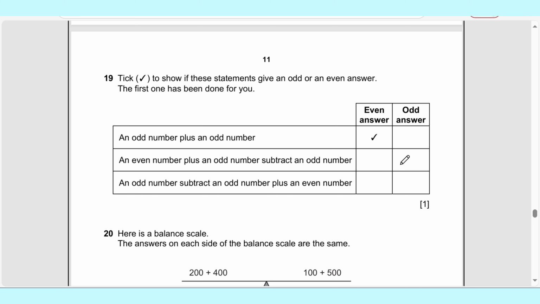Let's check out the answer, guys. So here's the answer. What is the explanation? Even number, let's take 2, plus odd number, let's take 1, subtract odd number 1, so we'll get an even number, of course. While odd number, let's take 5, minus odd number, let's take 1, plus an even number, let's take 2, we'll get also even, that is 4 plus 2, that is 6. Okay, that is the explanation.